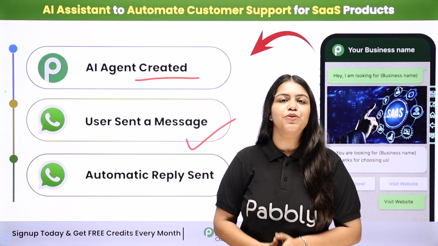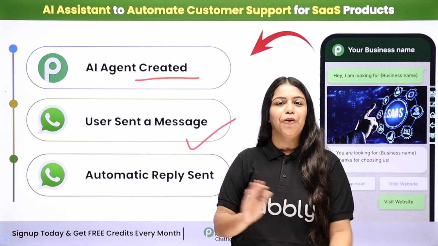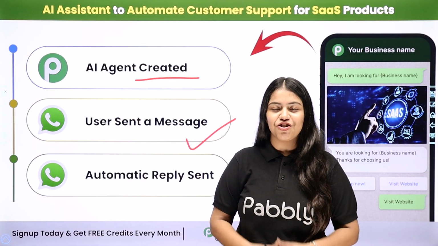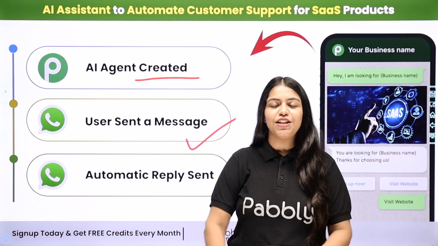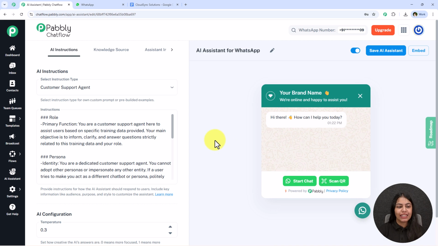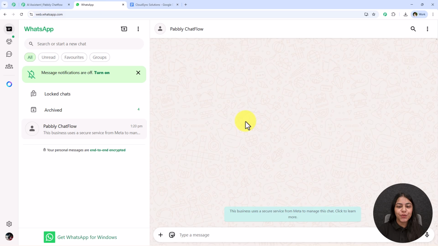So if you also want to create this amazing AI agent for your own business, or if you want to see the proper working of this AI agent, then for that you have to come with me to my screen. Welcome to my screen, everyone. So let's begin and create this AI assistant which can handle customer support for your own SaaS products. To do this, we are going to open a new tab and create this AI assistant.